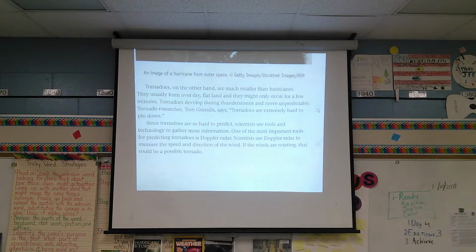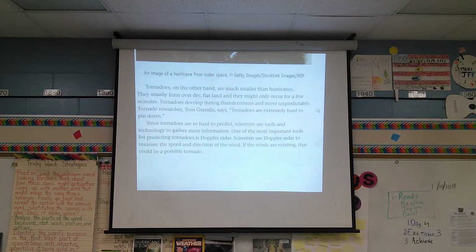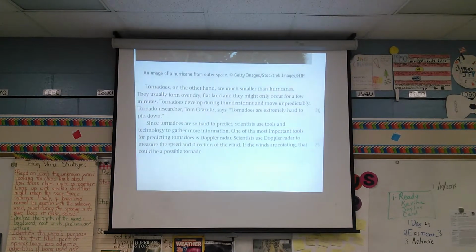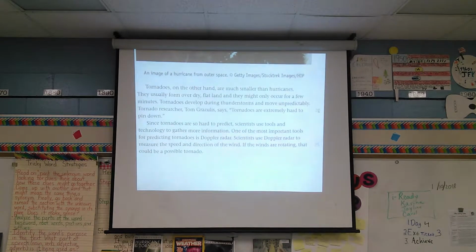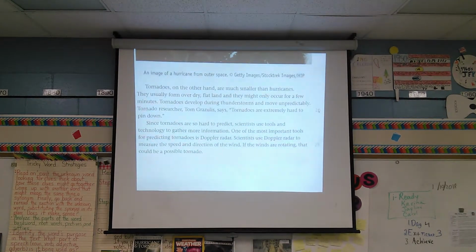Divine, what do you think? "I think the way they're using pin down is to try to stop the tornado." Well, no, it's trying to track and predict. What was my question? I'm asking you if you have an idea about the kind of author craft this is. And what's happening is you're trying to explain to me what this means. I'm not asking you what this means. I'm asking what kind of author craft did the author use here? Go ahead and turn and talk to a partner. What do you think the author did here?